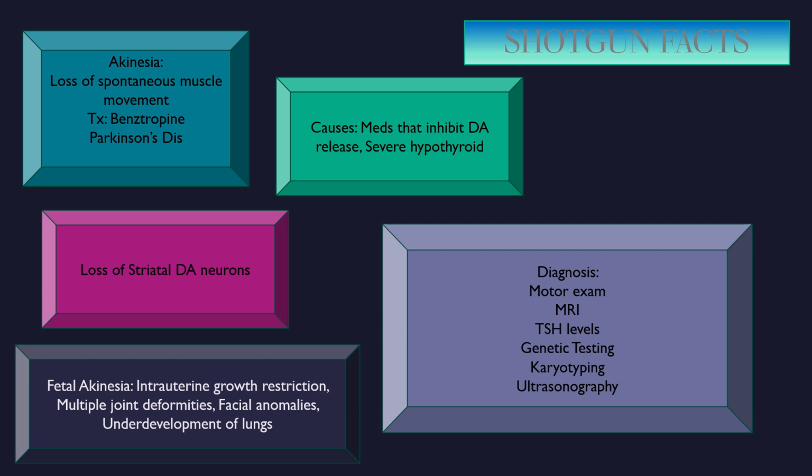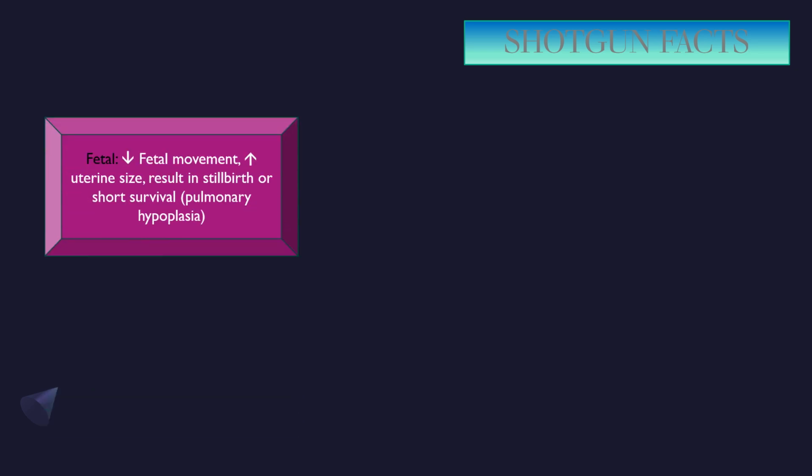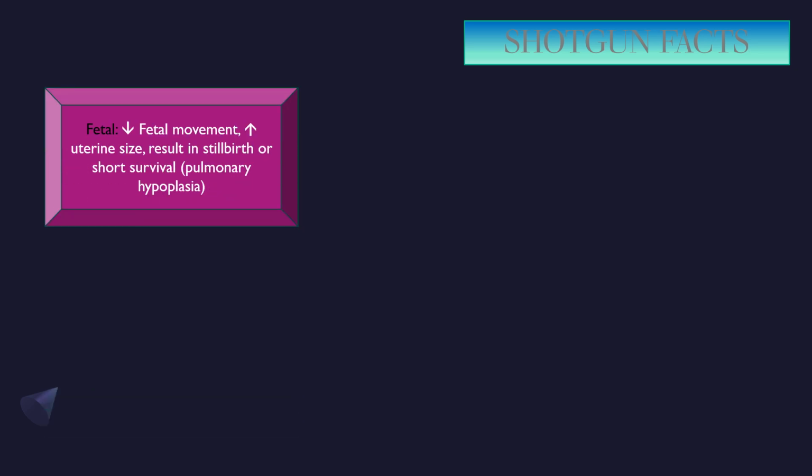Remember, fetal akinesia is intrauterine growth restriction with multiple joint deformities, facial anomalies, and underdevelopment of the lungs. Fetal care. Monitor for reduced fetal movement, increased uterine size, results in stillbirth or short survival symptoms.